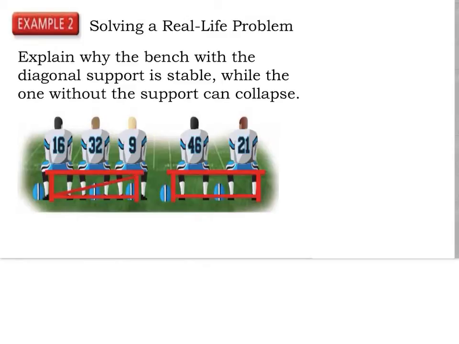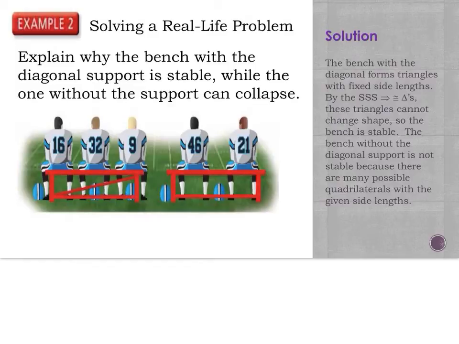Our diagonal support is the one here on the left. Here's our diagonal support, while the one without the support can collapse. So that's the bench here on the right. So take a moment to ponder this and see what you think. Pause the video and maybe write down some ideas of why you think the bench with the diagonal support is more stable than the one without the diagonal.